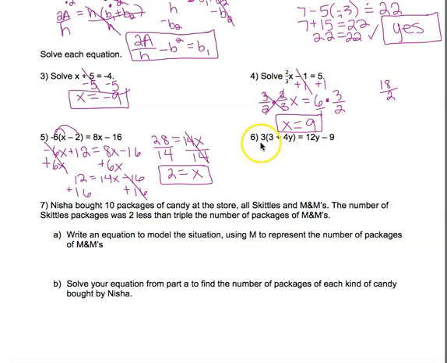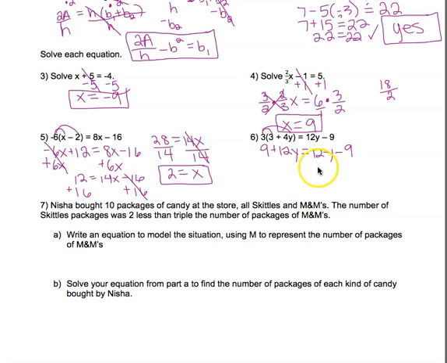Last one. Again, I have some distributing that needs to be done on the left side. So 3 times 3 is 9. 3 times 4y is 12y. So my left side is as simplified as it can get. So is my right side.